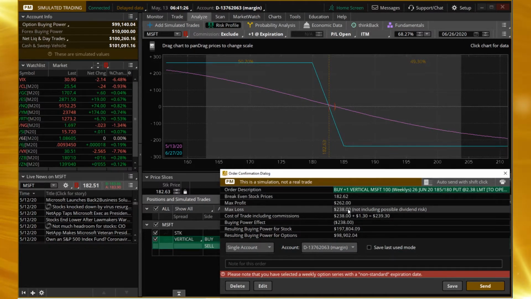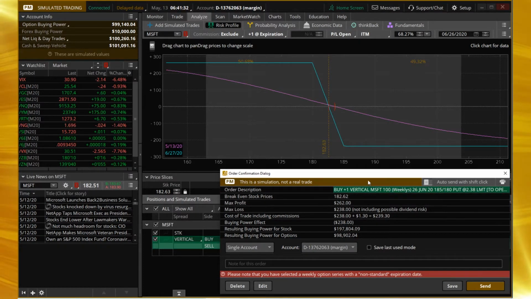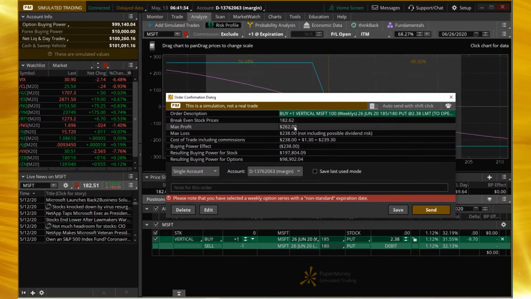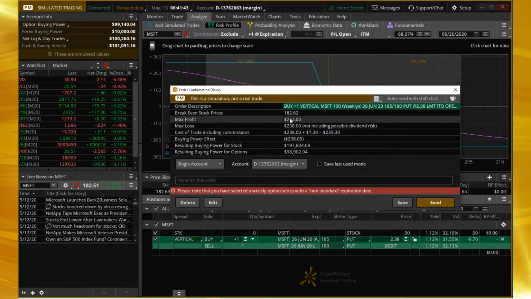We can see here that we're risking 238, but we have the ability to make more than that. And of course, following the Tasty Trade approach, we're looking to make about 50% of that and then take our money and run. And we have a better than 60% chance of that happening, of getting 50% of this maximum profit.